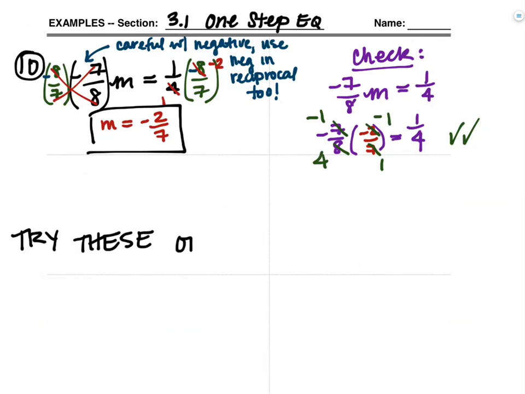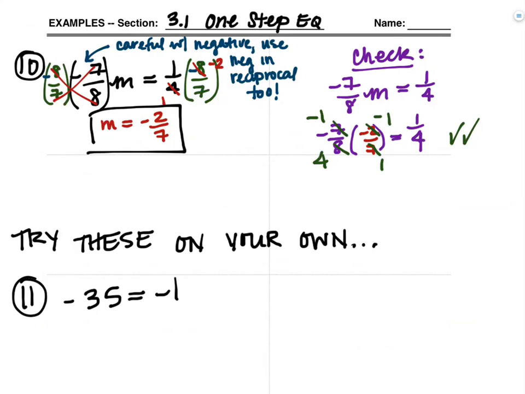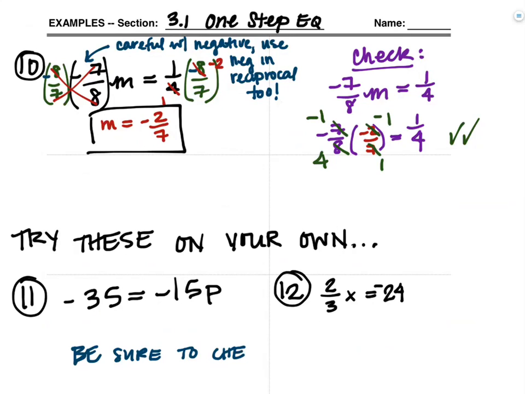We're going to try these two other problems on your own. So number 11 is negative 35 equals negative 15p. And number 12 is 2/3 x equals negative 24. Be sure to check these answers on your own, and we'll also double check these in class tomorrow.